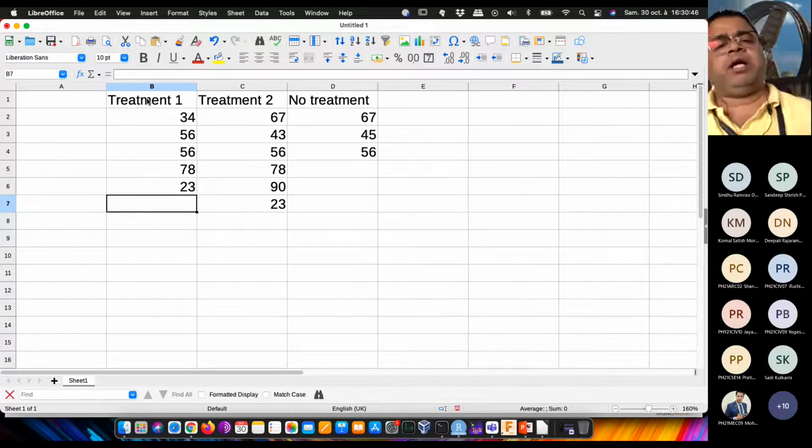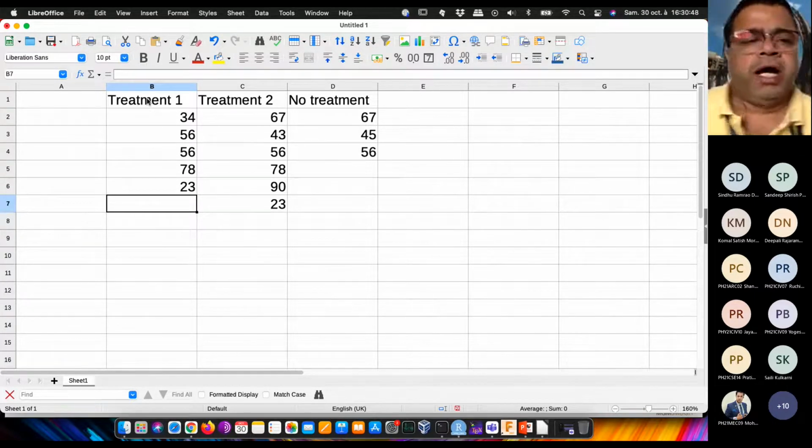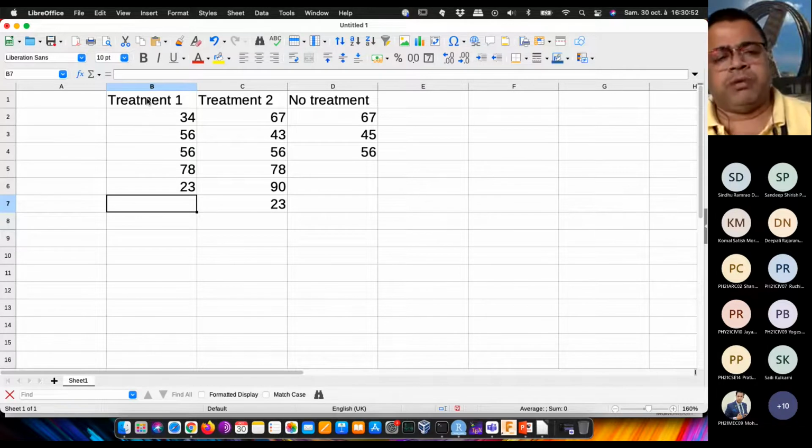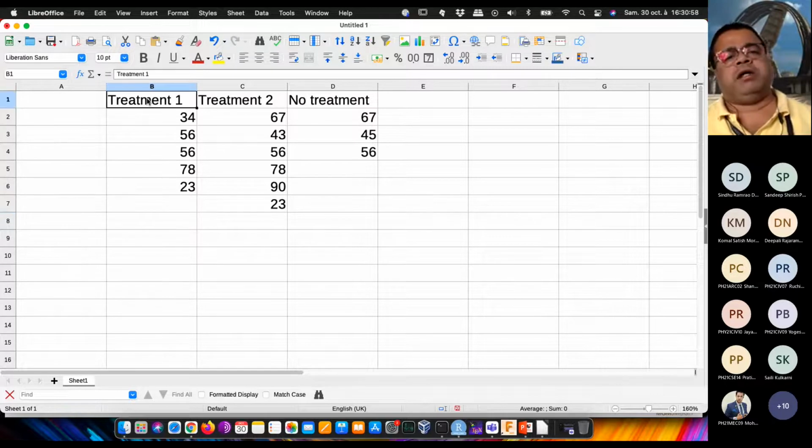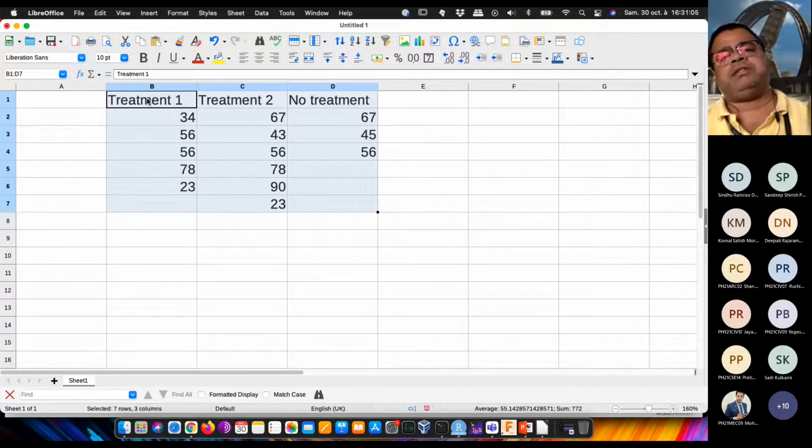So anyway, what I have done is I have created 3 different columns, and what I want to know is whether ANOVA is applicable or whether these 3 treatments are different or not. So I just want to say the null hypothesis is very simple. These 3 different treatments are not different, and the alternate hypothesis will be definitely that these 3 treatments are different.